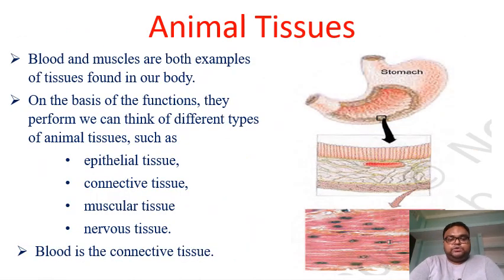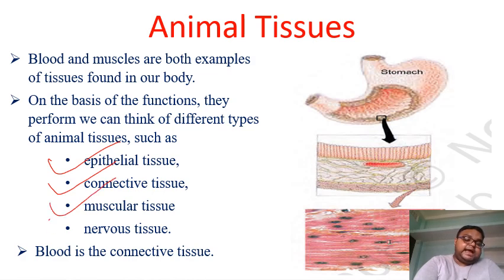So let's start our today's class. So blood and muscles, these both are examples of what? Blood and muscles, these both are examples of the tissues found in our body, right? And on the basis of function, we can differentiate animal tissues into different types, namely, first of all, epithelial tissue, connective tissue, muscular tissue, and nervous tissue, right?